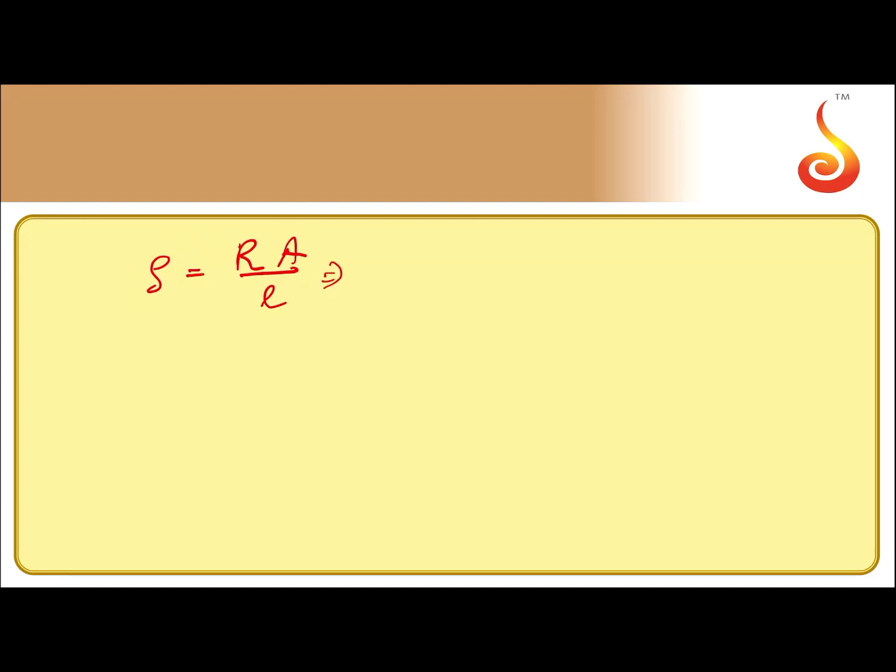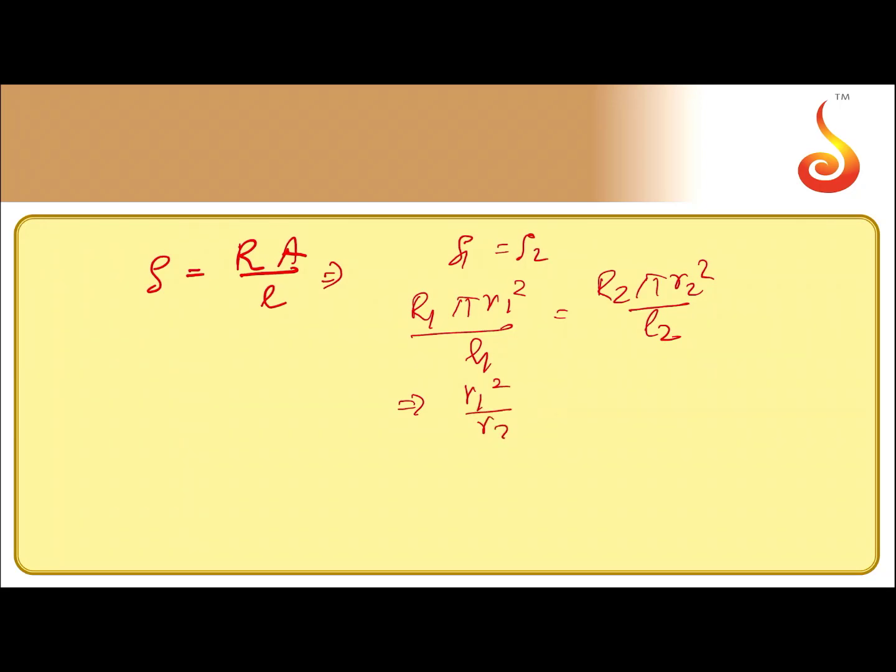You know that rho is given by R into A divided by L. That's right. So, rho 1 and rho 2 are equal to each other. That gives us R1 into pi r1 square divided by L1 is equal to R2 into pi r2 square divided by L2. As length L1 and L2 are equal to each other, we have R1 divided by R2 is equal to r2 square divided by r1 square.